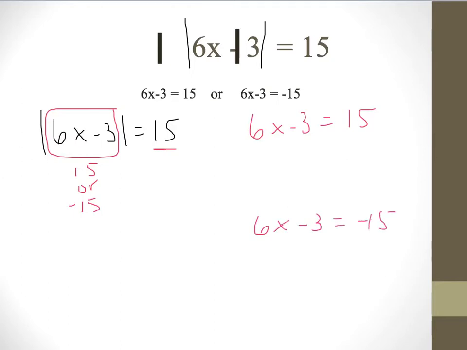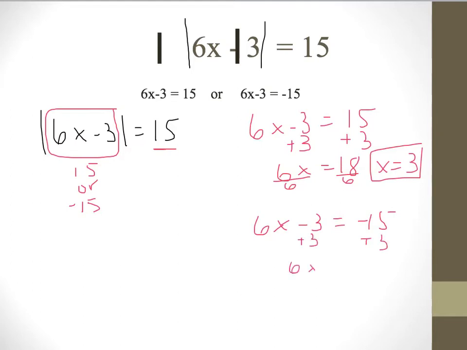Notice that the negative is outside of the absolute value here. Now I'm going to add 3 to both sides. 6x equals 18. So here x is going to be equal to 3. You're always going to have two answers. So here I add 3 to both sides and I get 6x is going to be equal to -12. Divide by 6. So x is going to be equal to -2. So x could be 3 or -2.